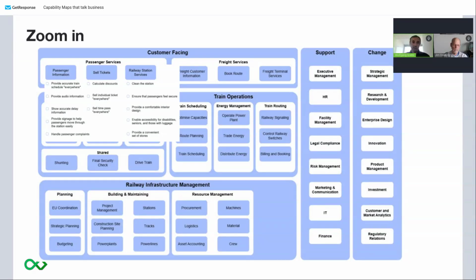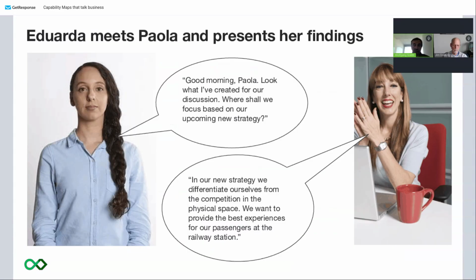part of her brain and made one step deeper and drilled down into those capabilities to be prepared for the discussion with Paola. And then she met her. So Eduarda meets Paola and presented her findings.